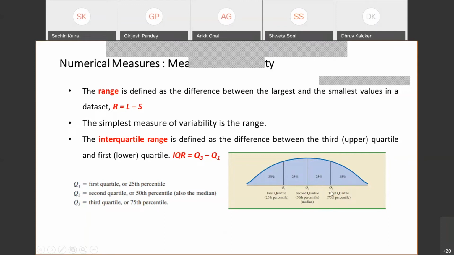So the IQR is Q3 minus Q1, means from this to this. So I would say from the 25th percentile to the 75th percentile of the data is called the IQR. Why is this interquartile range very important? Because it helps us detect the outliers.